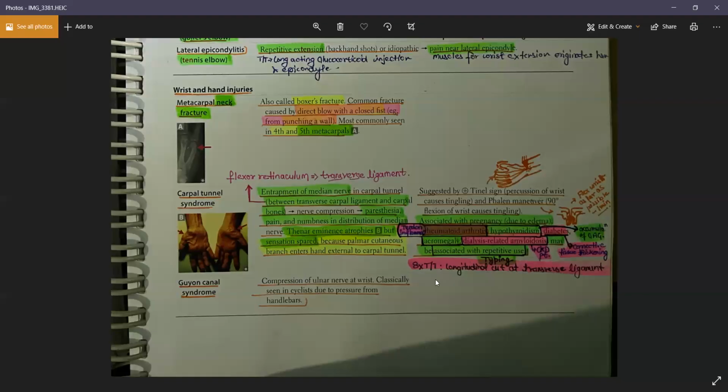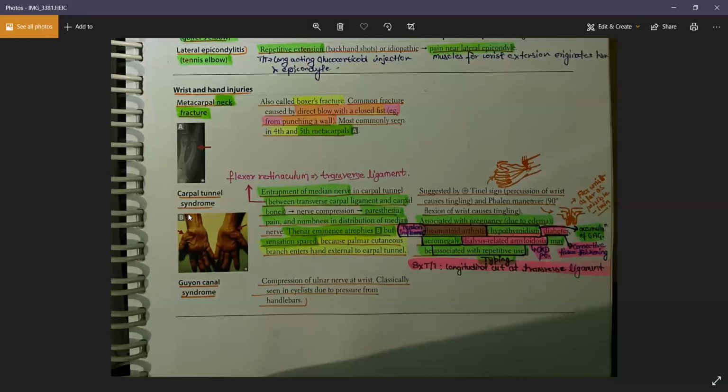And the treatment includes a cut at the transverse ligament. You will make a longitudinal cut, like in this direction, okay, in the transverse ligament, and I can get the relief from this syndrome. Is that okay? Yeah.